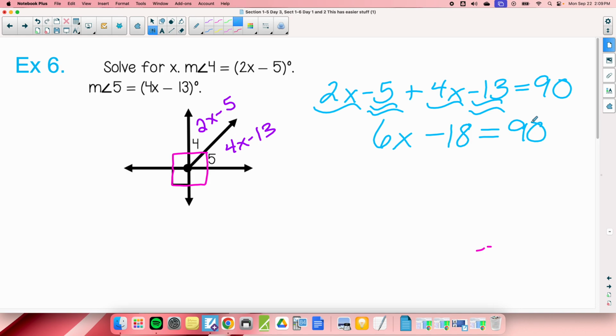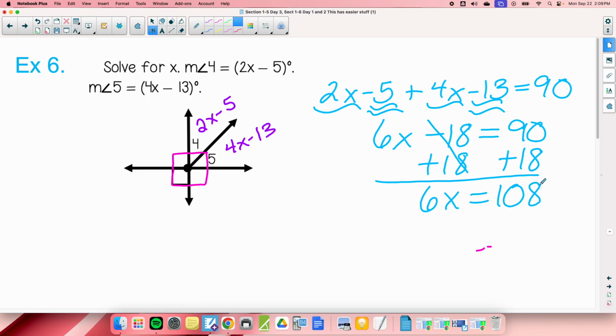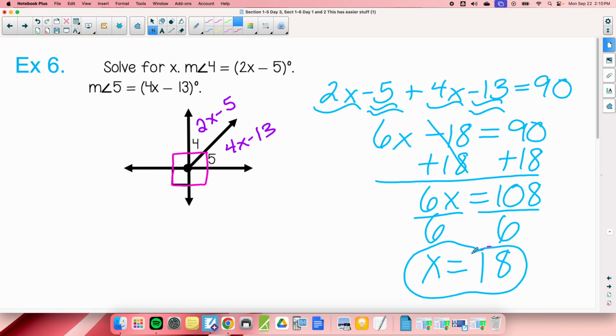We should all be paying attention, okay? Owen? Okay, now what? Add 18 to both sides. Very good. You get 108. And I get 6x equals 108. Divide by 6, and that would be 18. Okay. And for this one, you guys notice they just wanted us to solve for x, so that's all we had to do.